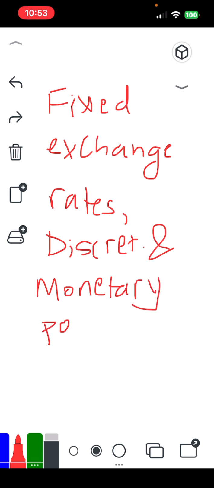Unlike the specie standard, in a Bretton Woods system the central banks are allowed to impose a monetary or a discretionary fiscal policy. So this is monetary policy. And apart from those two, you also do not have capital mobility when it comes to the Bretton Woods system. So, no capital mobility.